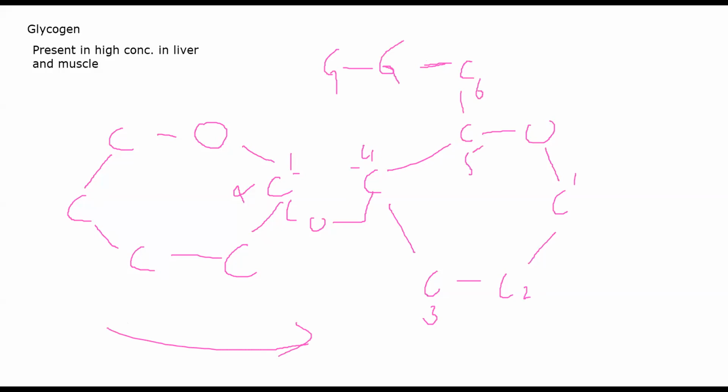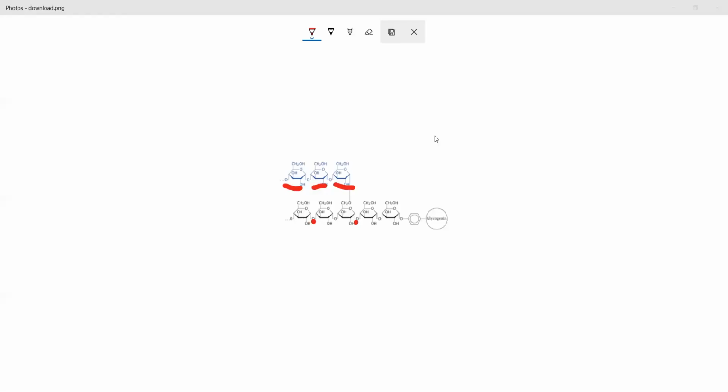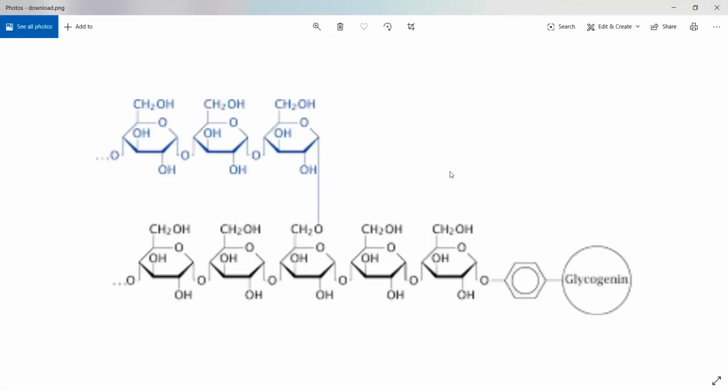If you see this diagram again, the linear structure that you're seeing down below in black is a 1,4 linkage. So the first carbon of the first glucose is linked to the fourth carbon of the second glucose, and so on and so forth, it goes on. The branching occurs on the vertical sixth carbon. The sixth carbon will be attached to the fourth carbon of the branched glucose molecule.